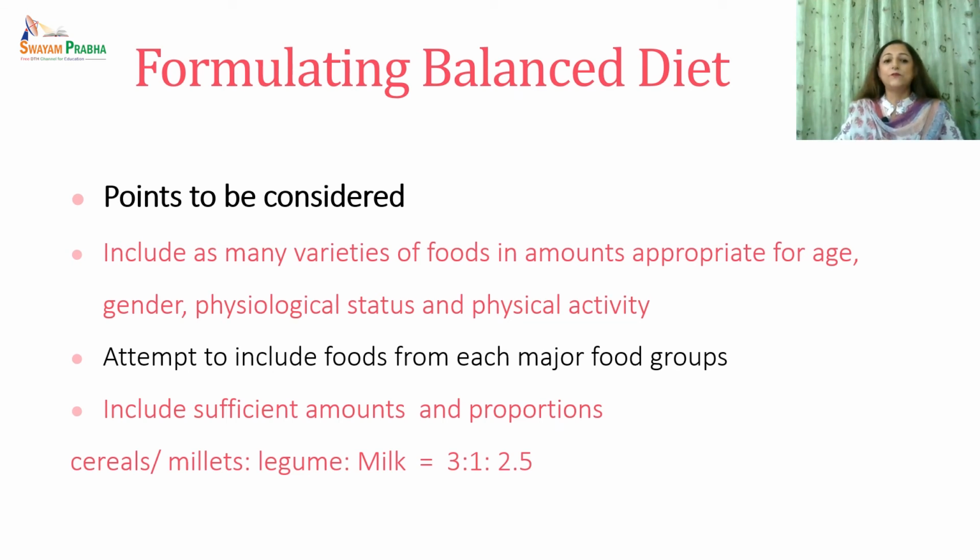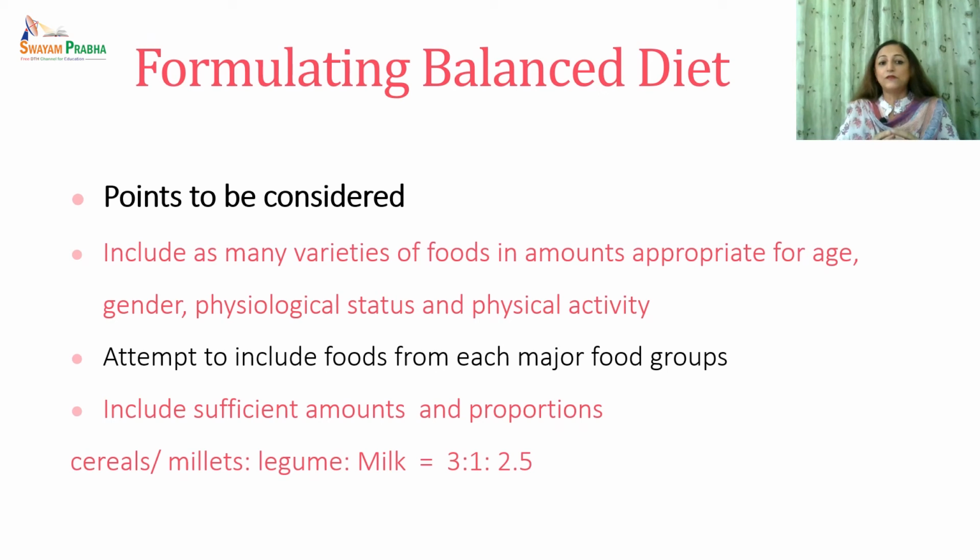The first important point is to include as many varieties of foods in amounts appropriate for age, gender, physiological status, and physical activity. As we know, these are the important determinants of how many calories we need, and for that matter, other nutrients also, how much protein we may be needing. It will vary with our age and gender. And if we include a variety of foods, it will ensure that we are including foods from different food groups, and that a variety of nutrients become a part of our meal.